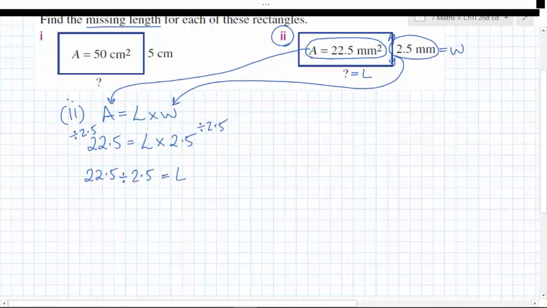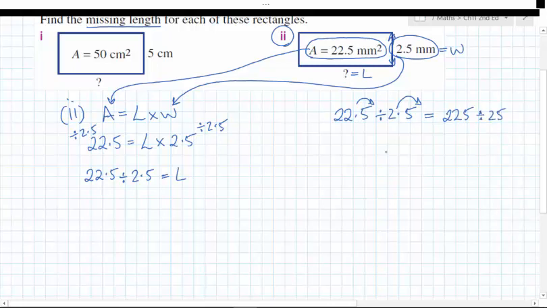So I then need to go through and divide that area by 2.5. The way I go about doing that is how I normally do my division. So I'd go 22.5 divided by 2.5, and I need to move that decimal place when I'm dividing by a decimal, so I move this one over to here as well. So I know that's going to be the same as 225 divided by 25.